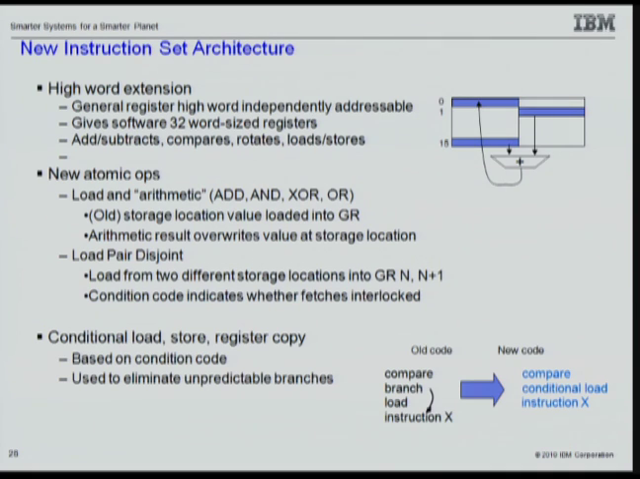And the last class of instructions we implemented were conditional loads, stores, and register copies. So this is very important. We have certain code where the branches are highly unpredictable. In this old code case, we'll have a branch which is typically half the time taken, half the time not taken. And so it's very hard to predict whether that load should be executed or not. So with this new code, we're actually able to implement the compare, and then based on the condition code of that compare, we will conditionally do a load, and then we'll proceed with the rest of the instruction stream. So essentially what we've done here is we've gotten rid of these highly unpredictable branches.